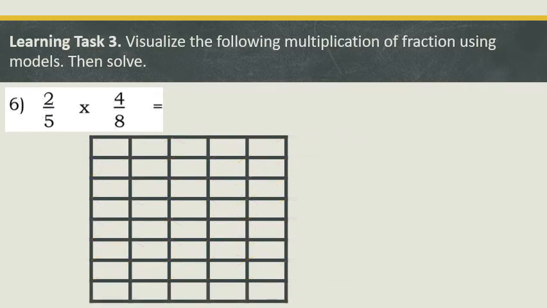The number 6, so ganun po uli. So, 2/5, ito lang po siya. Then, 4/8, so ito 1, 2, 3, 4. So, kaya siya magiging 8 over 40. So, ang 8 over 40 ay divisible pareho sa 8. So, kaya siya magiging 1/5.